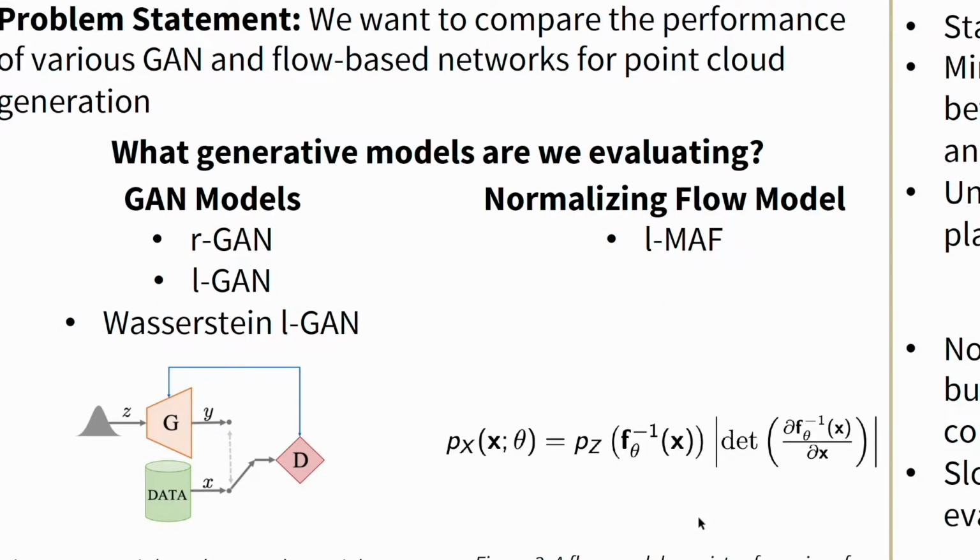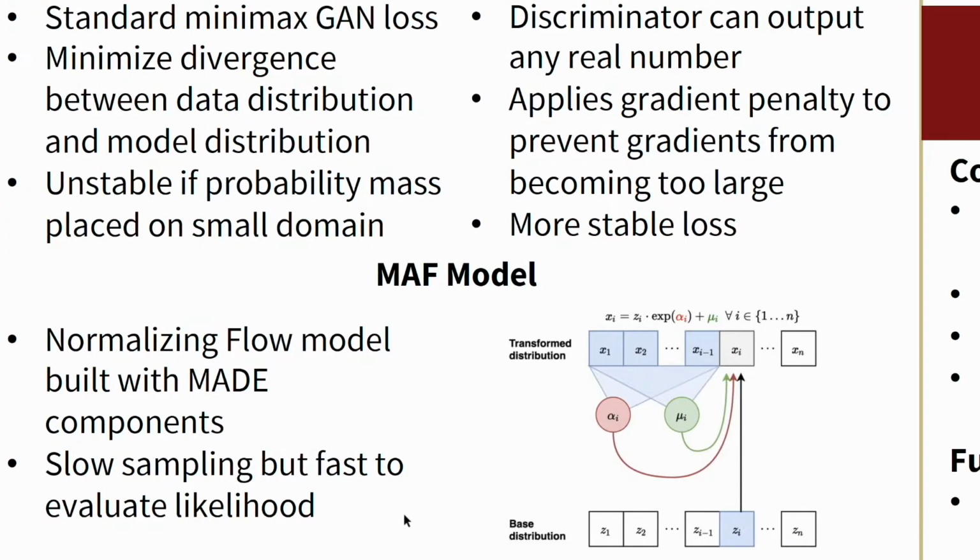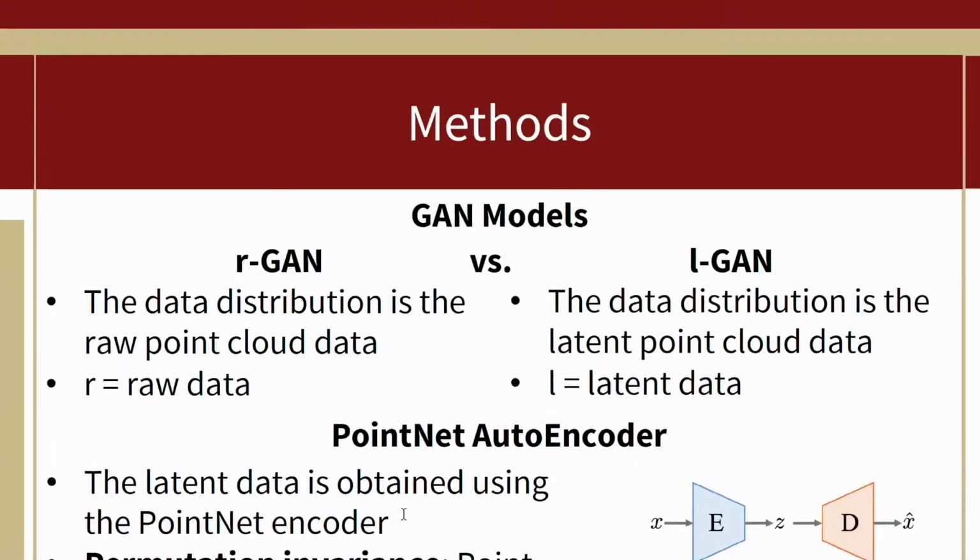So as Avi mentioned, we're going to be creating different GAN and flow-based networks for point cloud generation. Specifically, we're creating 3 different GAN models, the RGAN, the LGAN, and the Wasserstein GAN, and one math-based flow model. I'm going to start by describing the difference between the RGAN and the LGAN models.